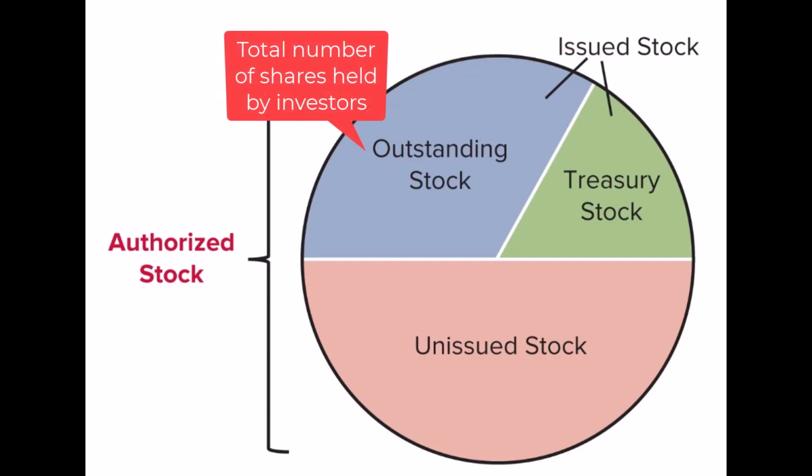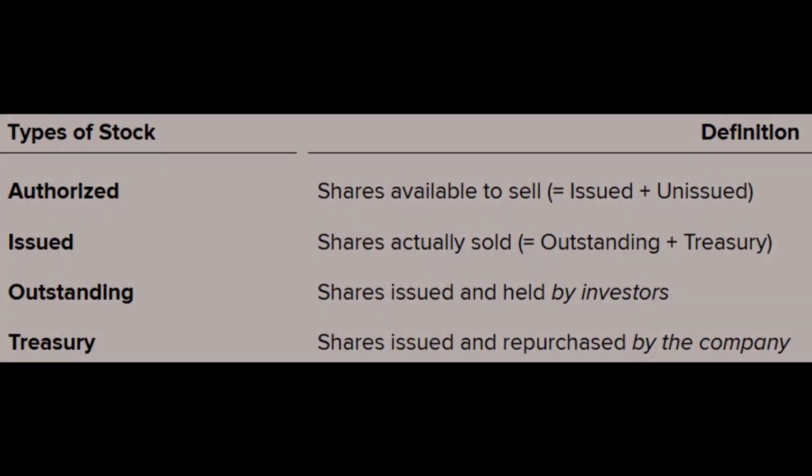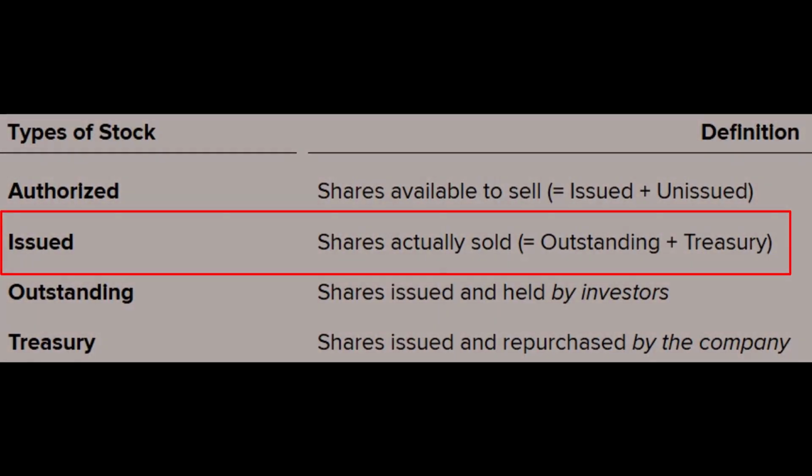Outstanding stock is the number of issued shares currently held by investors. Crucially, only outstanding stock receives dividends. Treasury stock is the company's own stock that it has reacquired. It's part of issued stock, but not part of outstanding stock. Now, let's talk about how companies issue stock.